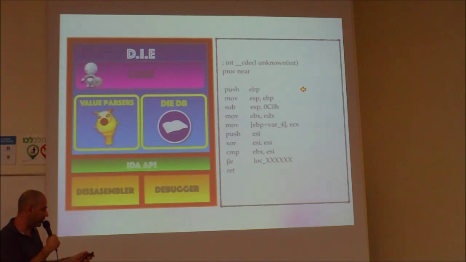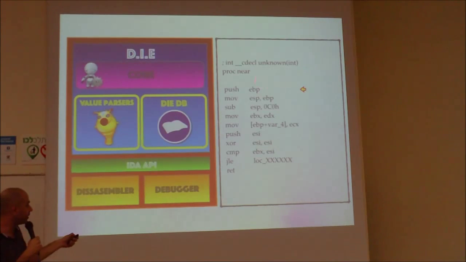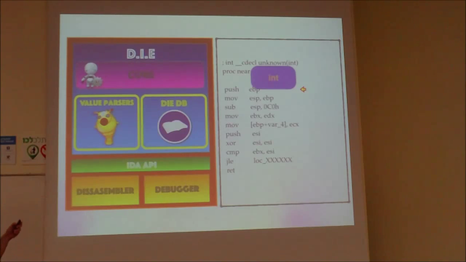And this is the unknown function. Now when IDA doesn't know the value types, it just says it's an int. That's like a default thing. And what we do now is just take the value of this row argument, right? And we pass it to the value parsers.